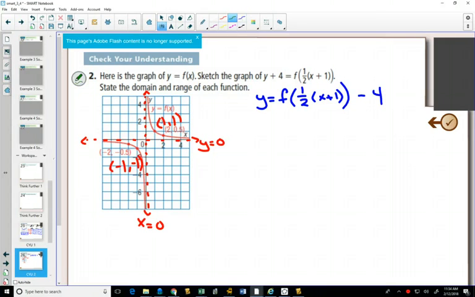Moving from left to right, the first thing we see is the half. That is going to be inside the function. It's going to be horizontal, and it would be a horizontal stretch. We would multiply our x values by 2. Then we come across the plus 1. That's horizontal, and it'll be a horizontal translation. We'll move 1 to the left. And finally, the minus 4. That'll be a vertical translation. That'll move things 4 down.